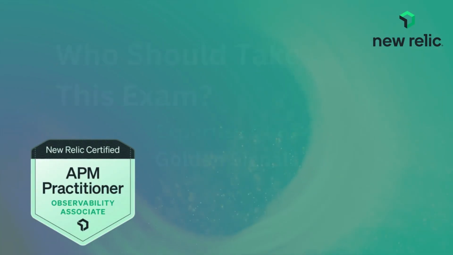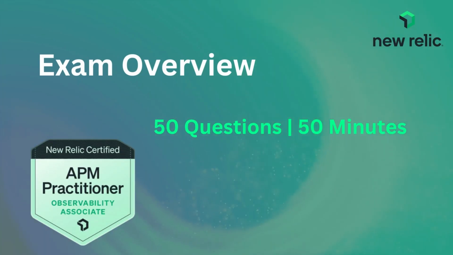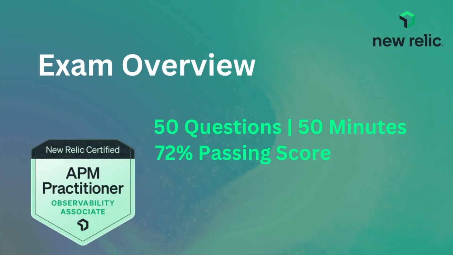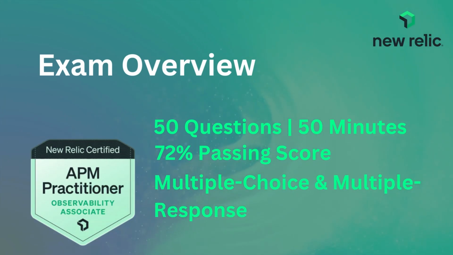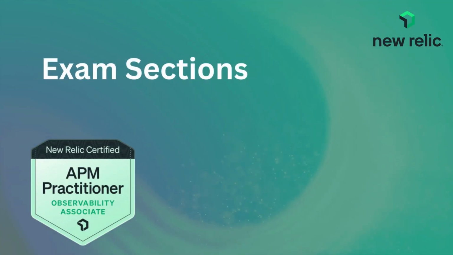Before you dive in, let's look at the rules of the road. You'll have 50 minutes to answer 50 questions. To pass, you'll need a score of 72%. These questions are a mix of multiple choice and multiple response. And don't be surprised if you see graphics or charts that you'll need to analyze to find the right answer. The APM exam doesn't just test theory, it tests the skills you use in the New Relic platform every day.